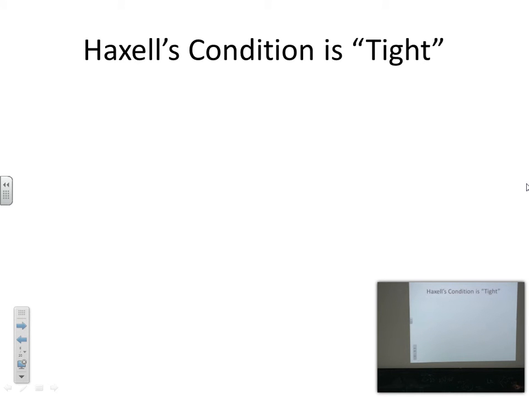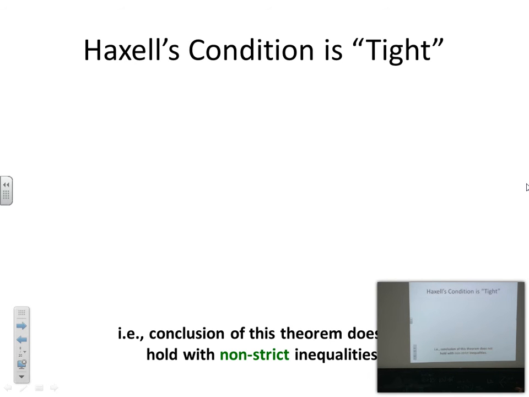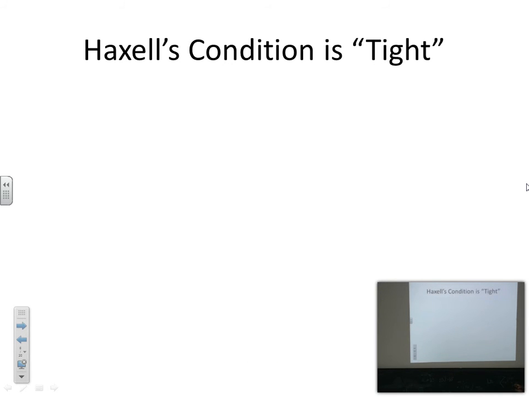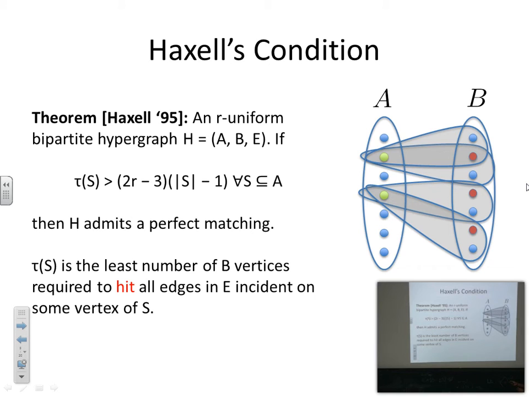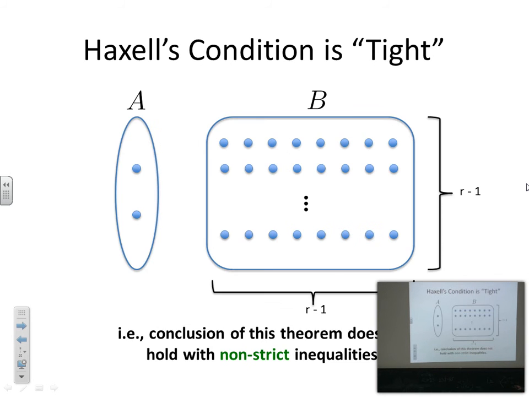And actually this condition is tight in the following sense: if you replace this condition only by a non-strict inequality, so if you had the hypothesis that tau of S is at least (2r minus 3) times (S minus 1) for each subset in A, then it is no longer necessary that there is a perfect matching in the hypergraph. So let's see the example, which is nice.